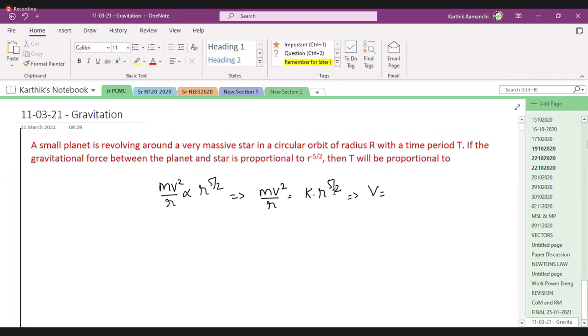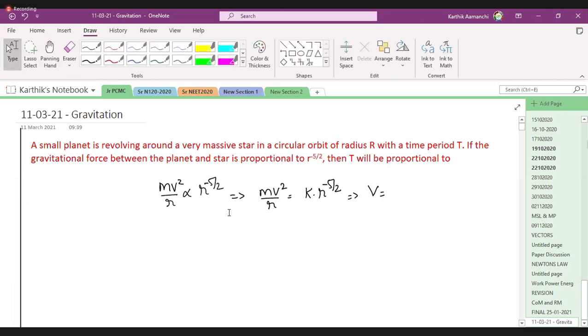Sir, they have given that the gravitational force between the planet and the star is proportional to that. We have taken centripetal force, no, sir. That's what gravitational force is equal to mv squared by r, the centripetal force, then only the planet will be revolving. No? Yes, sir. So if your gravitational force is proportional to your radius power minus 5 by 2, so will your centripetal force also. So T squared proportional to r cube formula, you cannot use here because here it is changing as r power minus 5 by 2.